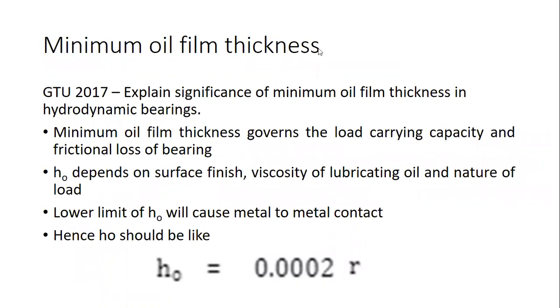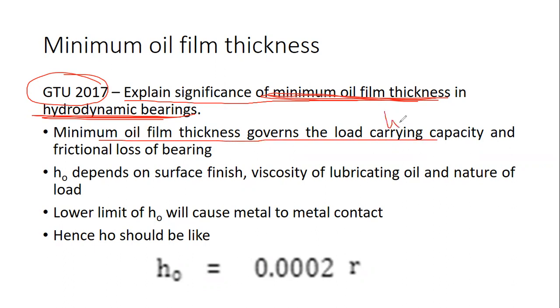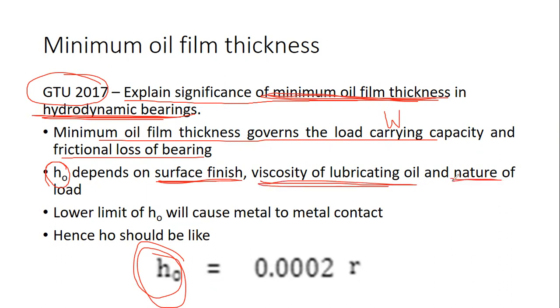Minimum oil film thickness. In the university exam, the question was very specifically asked how the minimum oil film thickness is going to affect the performance of the hydrodynamic bearings. See, minimum oil film thickness governs the load carrying capacity and frictional loss of the bearing. So minimum oil film thickness is denoted H0. This depends on surface finish, viscosity of lubricating oil, and nature of load.